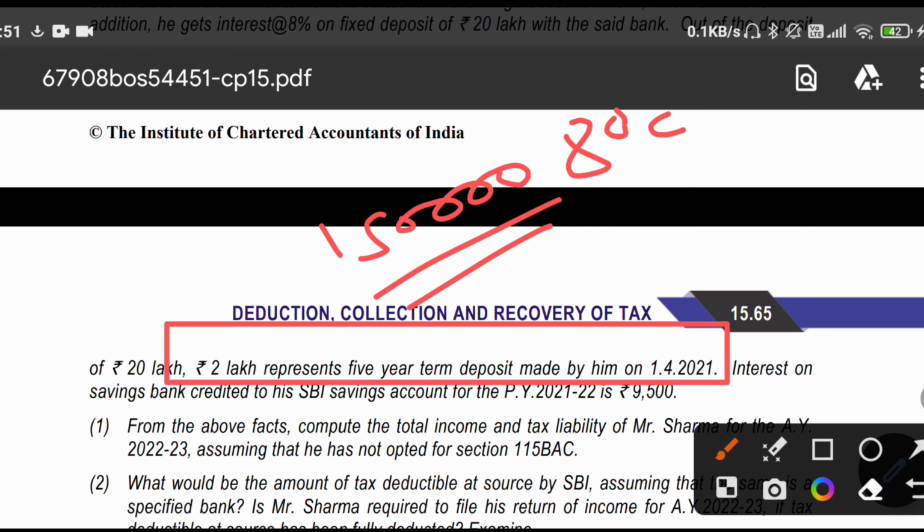FD interest and saving bank interest. So for that, 80TTB will be applicable as he is a senior citizen. In case he is not a senior citizen, then 80TTA will be applicable only for the interest on saving bank account. But he is a senior citizen, so 80TTB will be applicable, and he will get the deduction of up to 50,000 on saving bank interest and FD interest both, but maximum 50,000. So maximum 50,000 can be claimed on that.